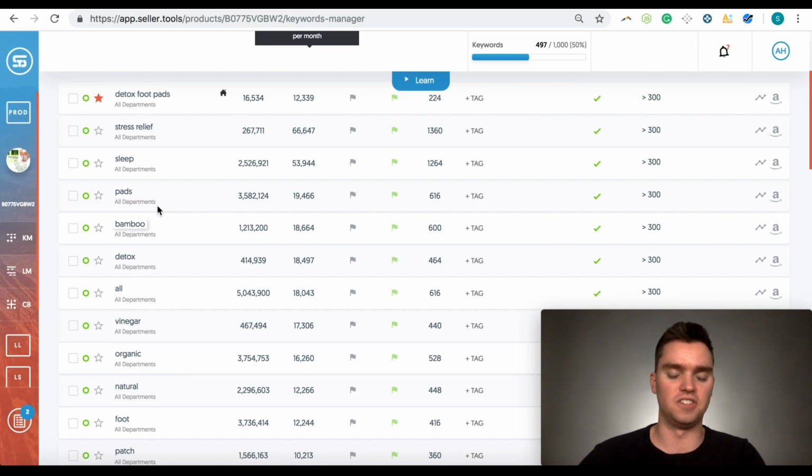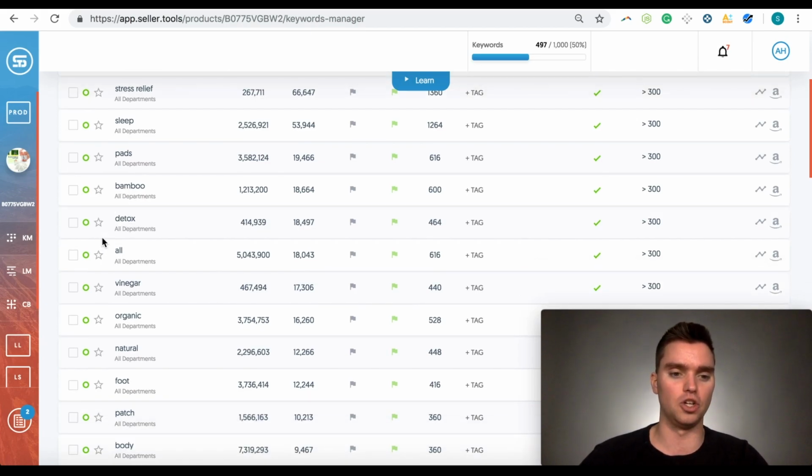So if someone types that into Amazon, they're probably not going to see detox foot pads. So you want to make sure that if you type this keyword into Amazon right now, your competitors better be showing up. If they're not, do not star this keyword. That's kind of the benchmark, and that's the best way to look at this.